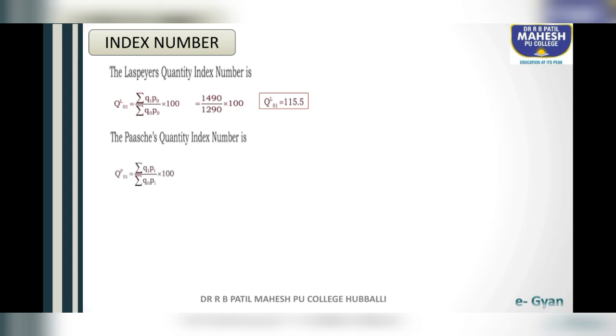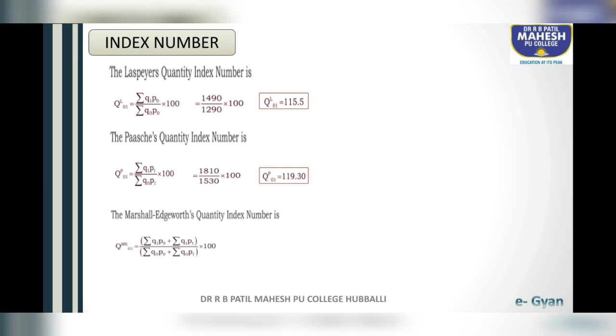Next you have to find the Paasche quantity index number. The formula of Paasche quantity index number is, students, summation Q1 P1 divided by summation Q naught P1, into 100. So now you substitute the values. Summation Q1 P1 is 1810, divided by summation Q naught P1 total, 1530. After solving this, the quantity index of Paasche is 119.30.